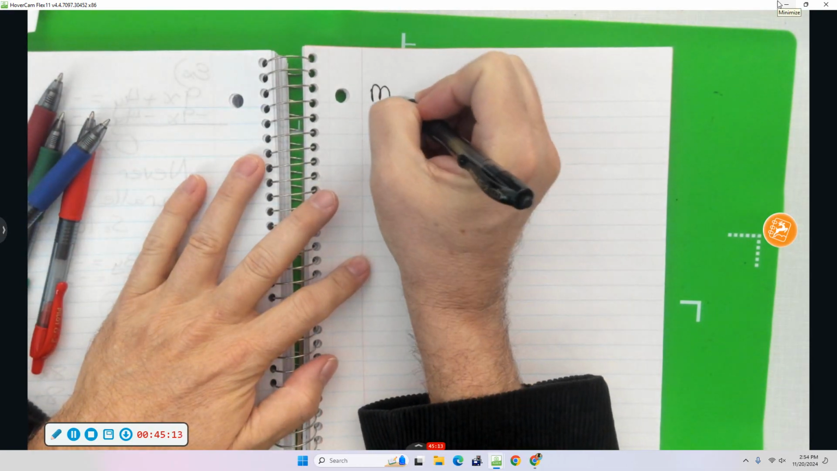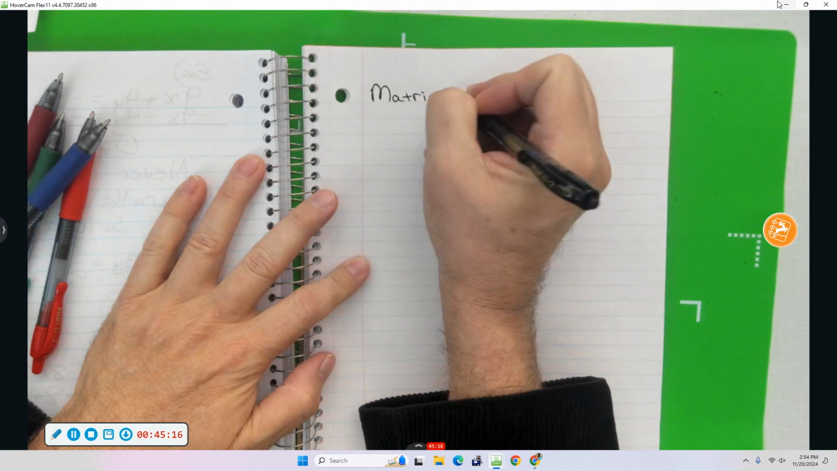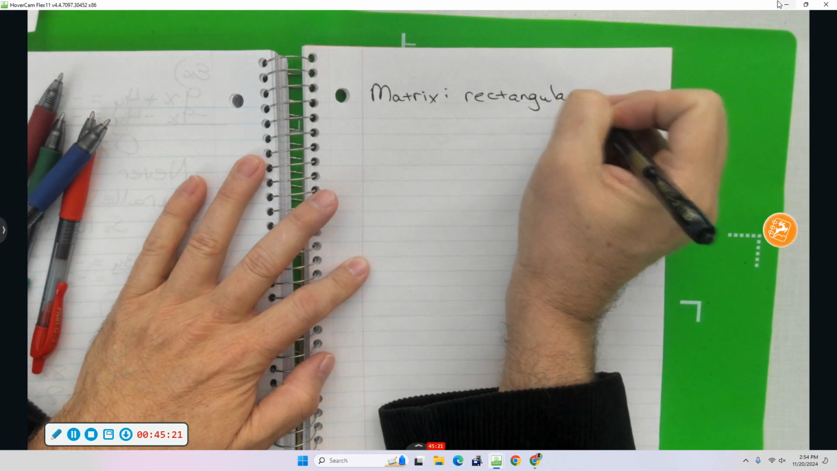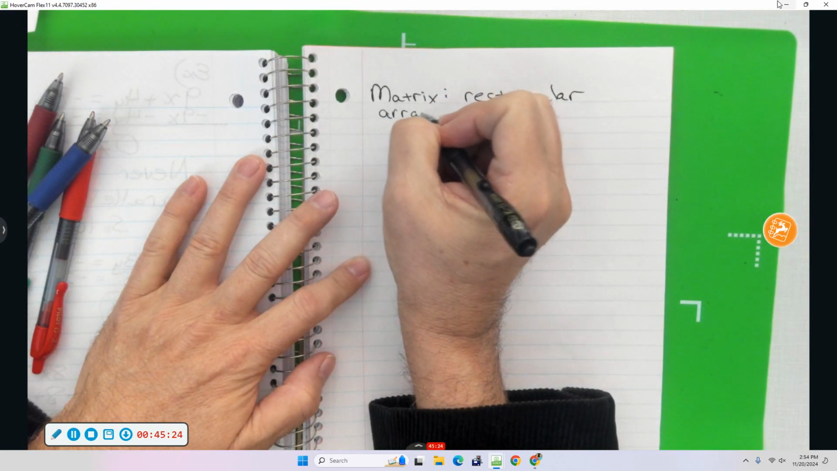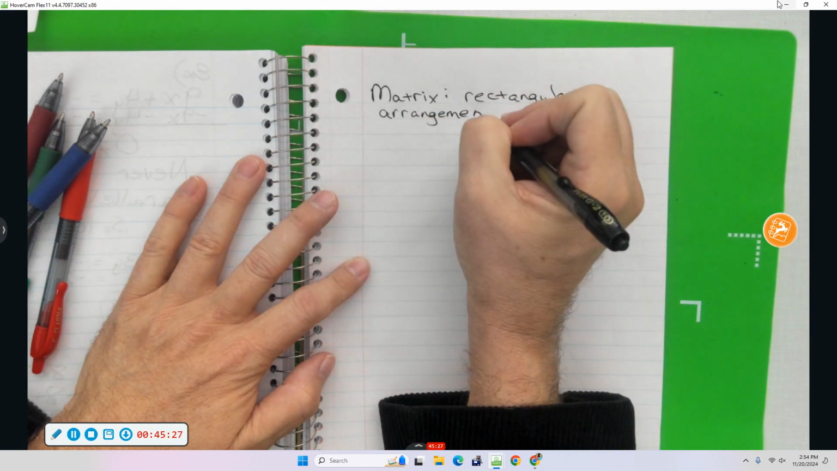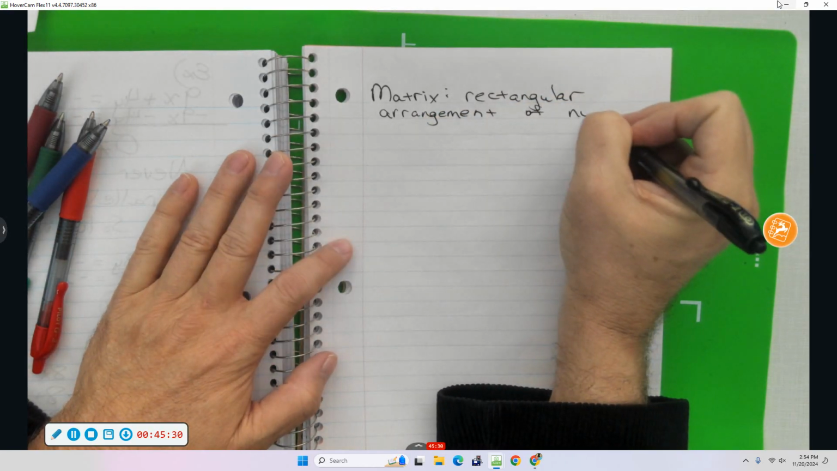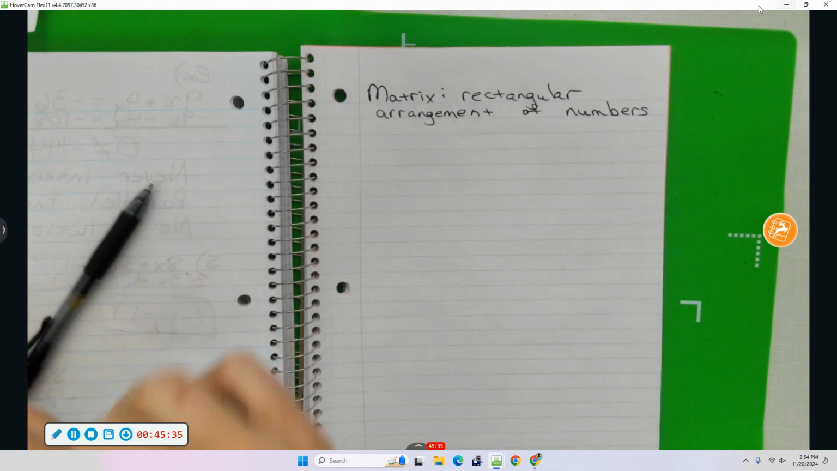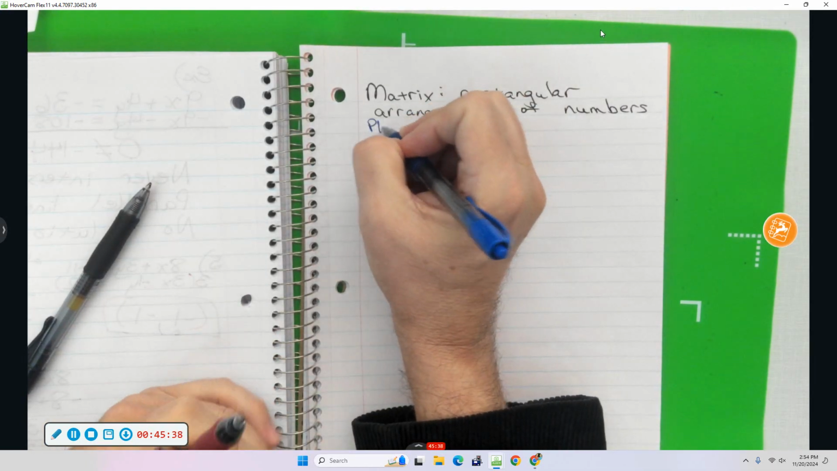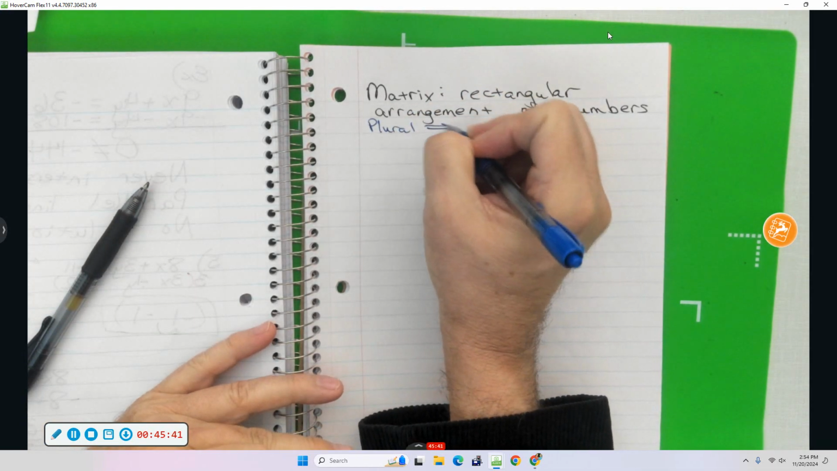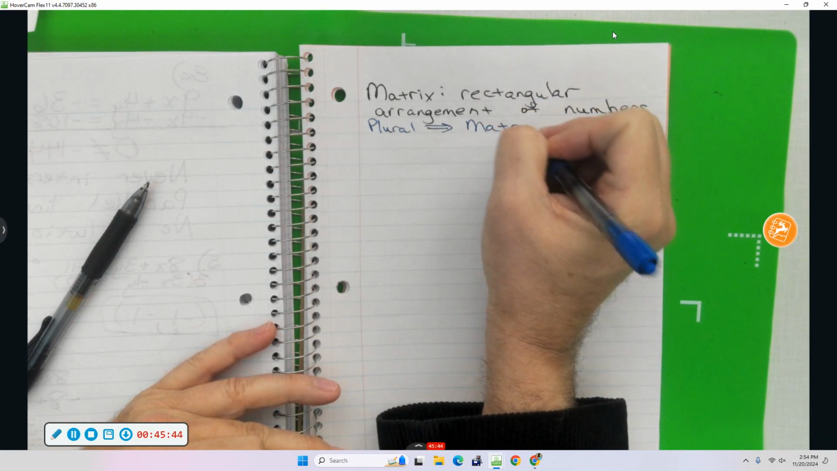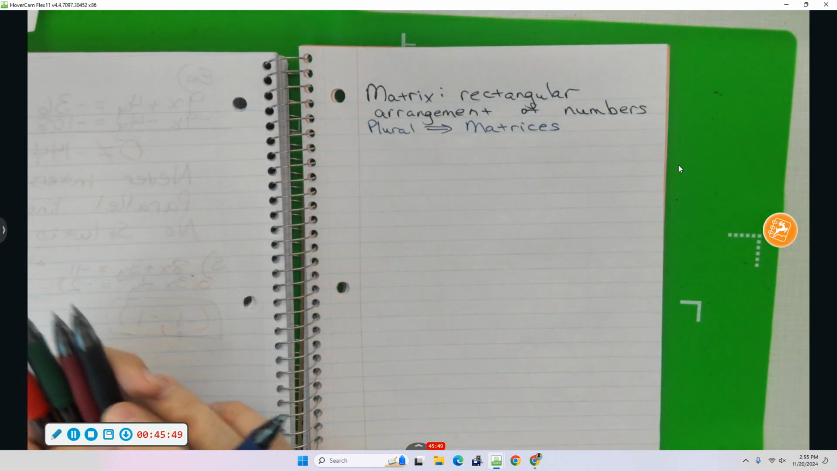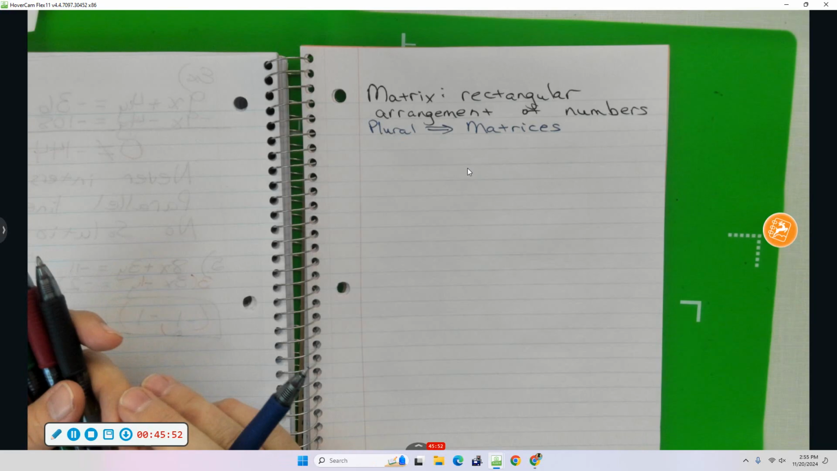A matrix, M-A-T-R-I-X, is a rectangular arrangement of numbers. The plural of matrix is matrices, M-A-T-R-I-C-E-S. And a matrix is just any rectangular arrangement of numbers.